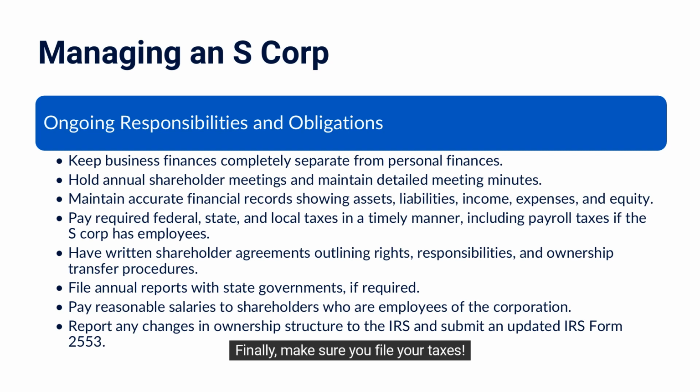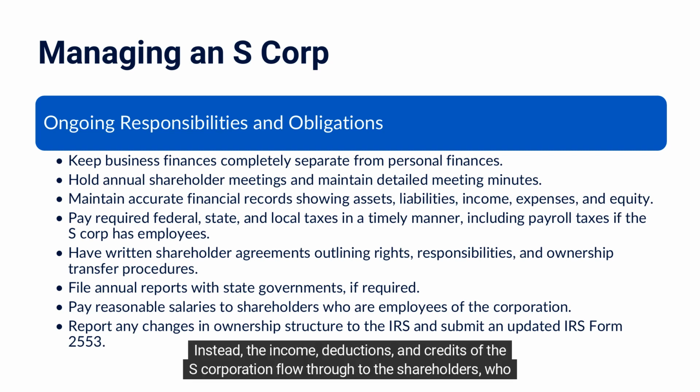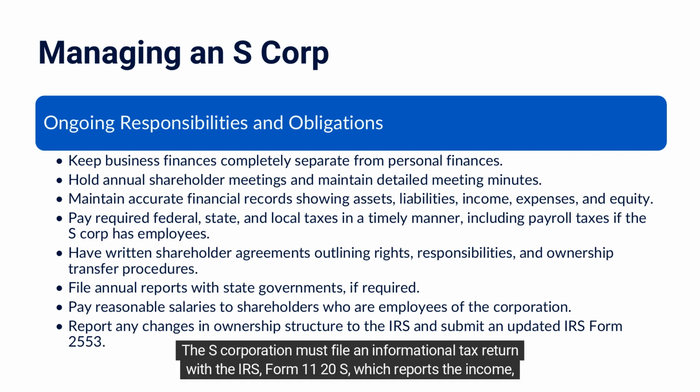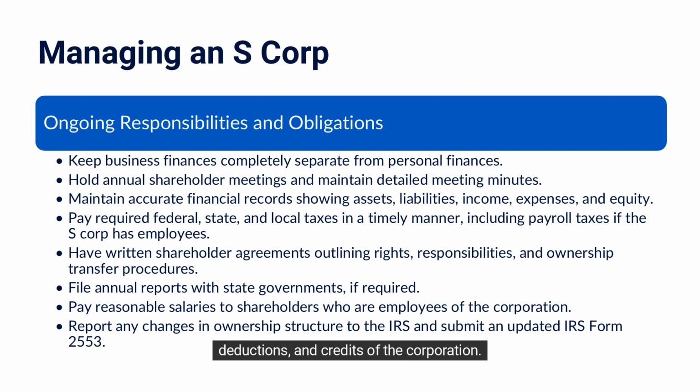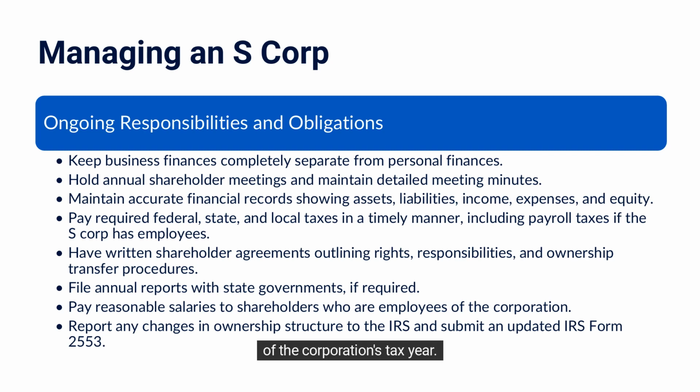Finally, make sure you file your taxes. An S corporation does not pay federal income tax at the corporate level. Instead, the income, deductions, and credits of the S corporation flow through to the shareholders, who report their share of the income on their individual tax returns. The S corporation must file an informational tax return with the IRS, Form 1120-S, which reports the income, deductions, and credits of the corporation. This return is due by March 15th of each year, or the 15th day of the third month following the end of the corporation's tax year.